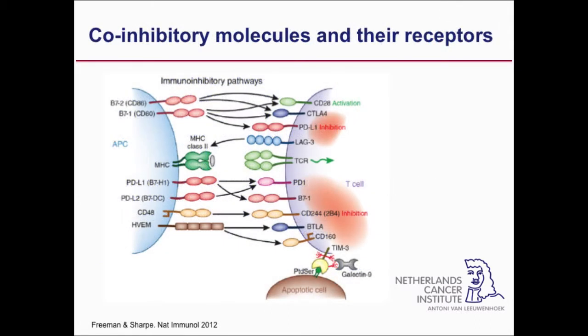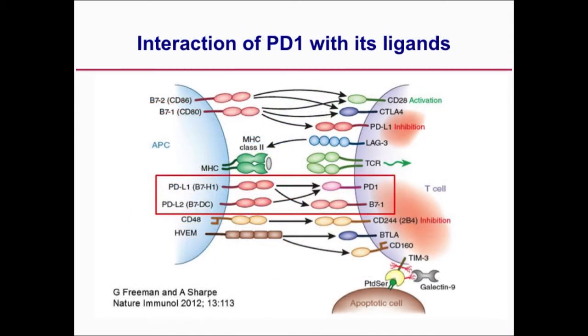Here you see again an overview of the T cell on this side with many of the molecules that have inhibitory capacity, and here the dendritic cell. Apart from CTLA-4 and PD1, there are also other molecules that have inhibitory function that, of course, will also be targeted by new agents. Today we will carefully focus only on PD1 and its counterparts, PD-L1 and PD-L2.